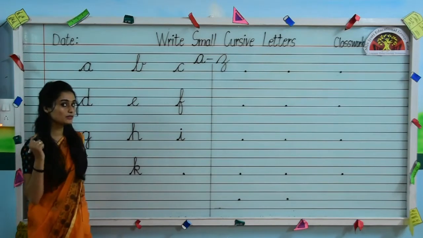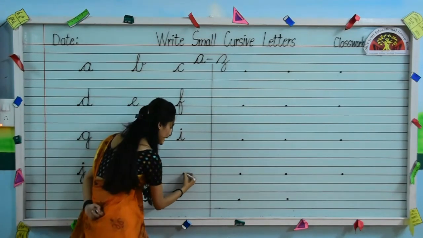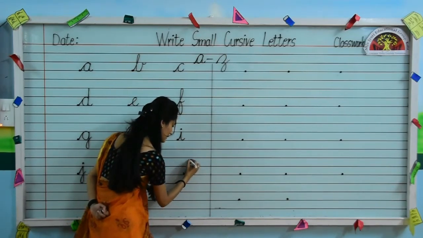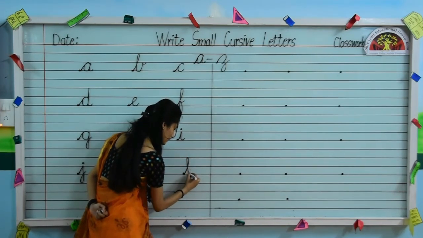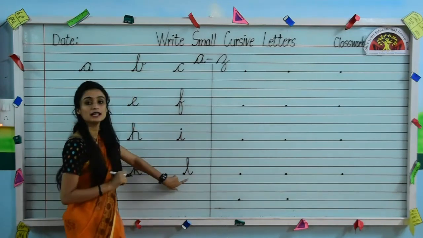Now tell me what comes after K? The next one is L. Now put your pencil on the dot and slanting line up, touch the first line, then make a loop, come down and out like this. This way you have to write your letter L.